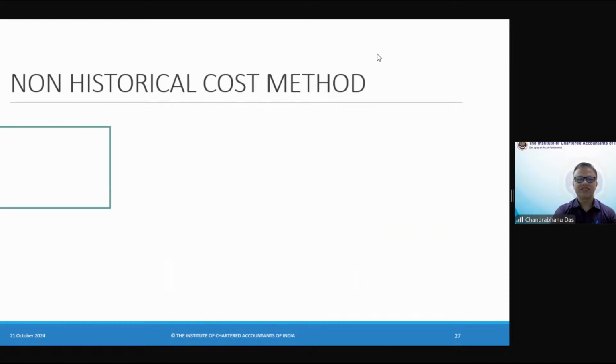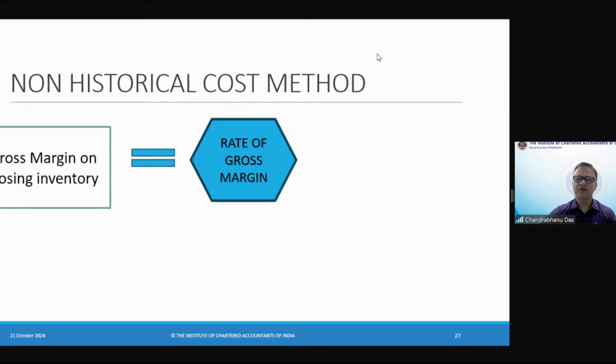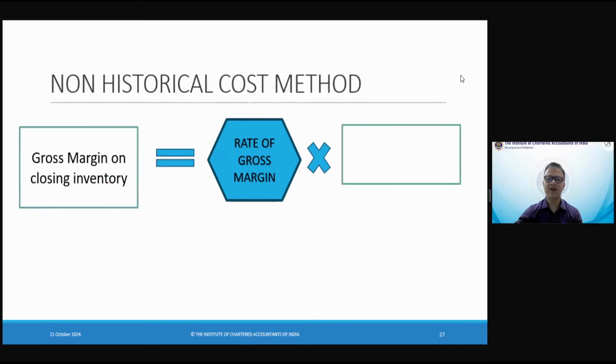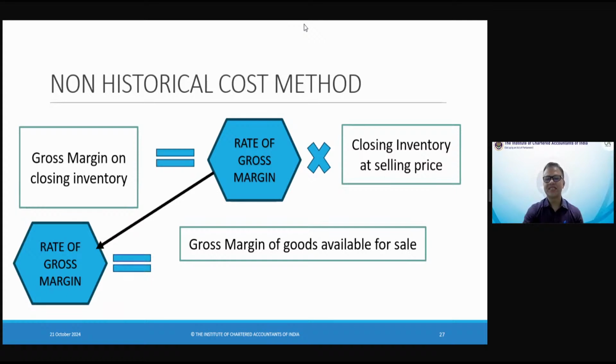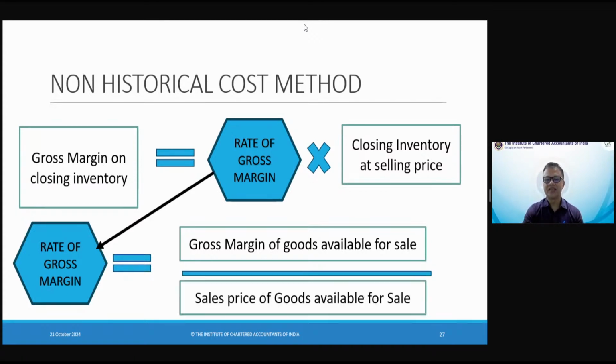Now, if you see here, when there is a gross margin in the closing inventory, how do you find the gross margin? Suppose you have a rate of gross margin, you multiply it by the closing inventory at the selling price, and you get the gross margin in the closing inventory. Once you have the percentage or rate with you, this rate of gross margin is nothing but the gross margin of goods available for sale divided by the sales price of the goods available for sale, because this gross margin is nothing but the gross profit margin on the sales.